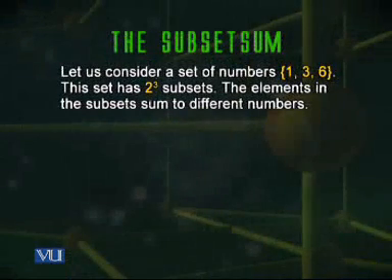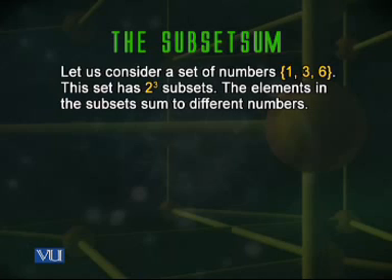The first problem had to do with factoring and numbers. The other two problems were from graph theory. This is a slightly different problem. It's called the subset sum problem. Let's consider a set of numbers. So for concreteness, I have taken the example of the set 1, 3, and 6. So this set has 3 numbers in it, integers in it. If we think about how many subsets it has, 2 to the 3 subsets.